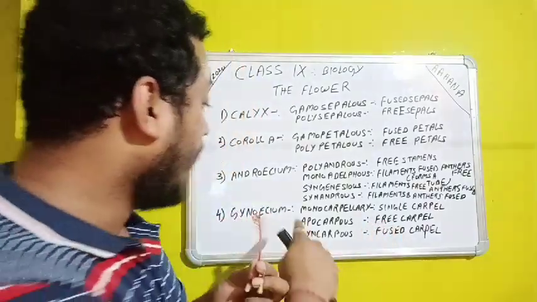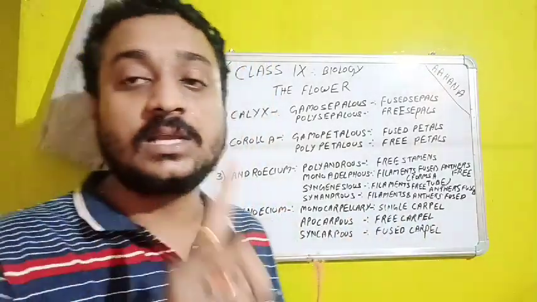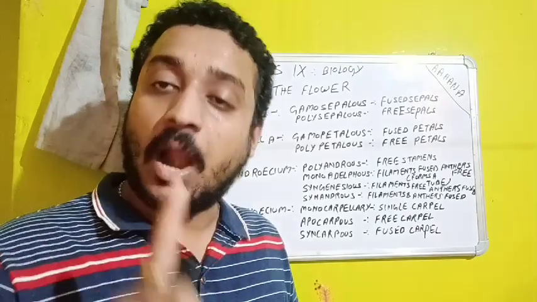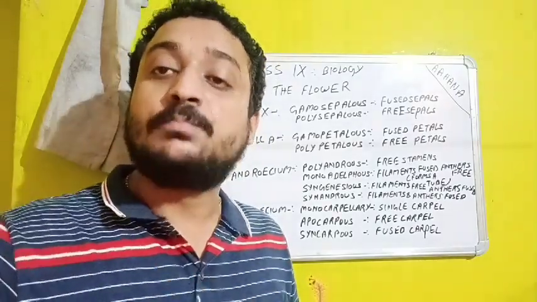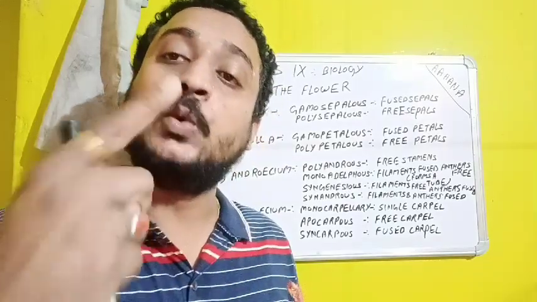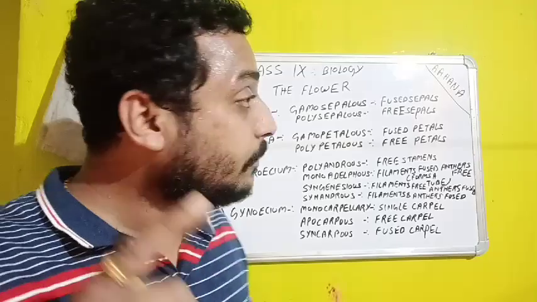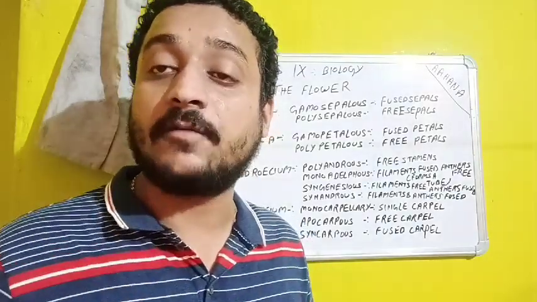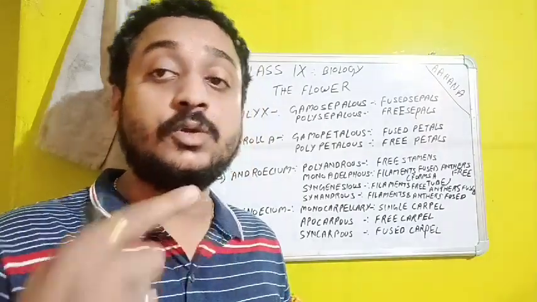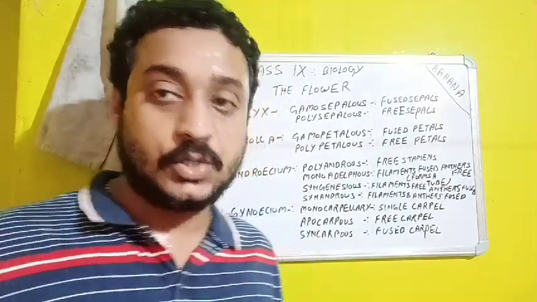Now, gynoecium, when it is monocarpellary, means having only a single carpel: only one stigma, one style, and one ovary we can see. When it is bicarpellary, it means two stigmas, two styles, and two ovaries we can see. Some plants also have polycarpellary gynoecium, meaning more than two styles, more than two stigmas, and more than two ovaries are present. So I hope it's clear to you till here.